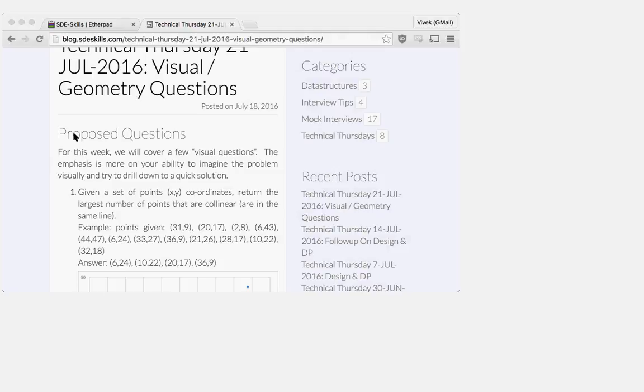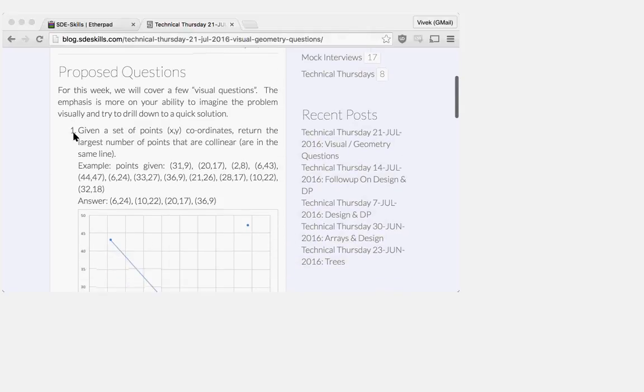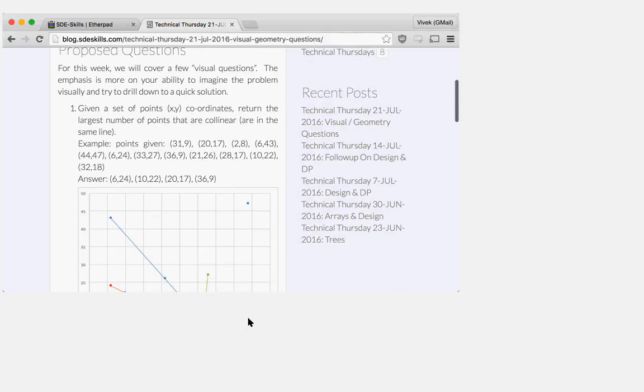So the first question I have here is a geometry question again. If you're given a bunch of points, x, y coordinates, here's a sample set on the website, the goal is to find out the most number of collinear points. How would you go about doing that? Any suggestions? May I volunteer? Yeah, go ahead.